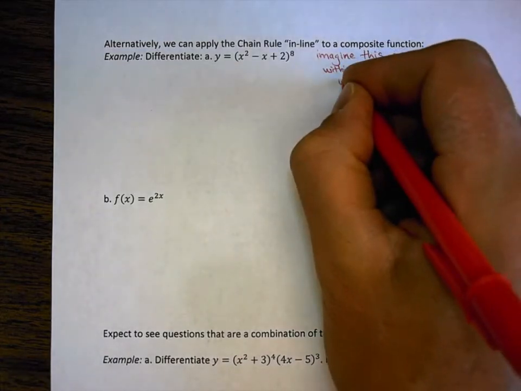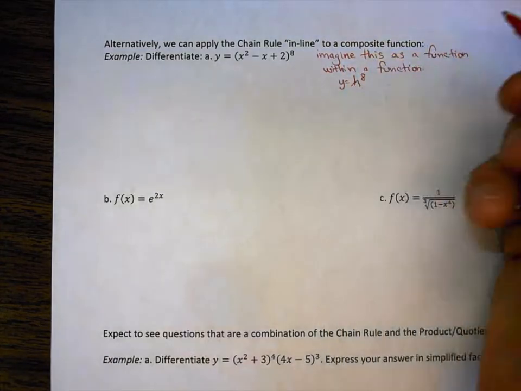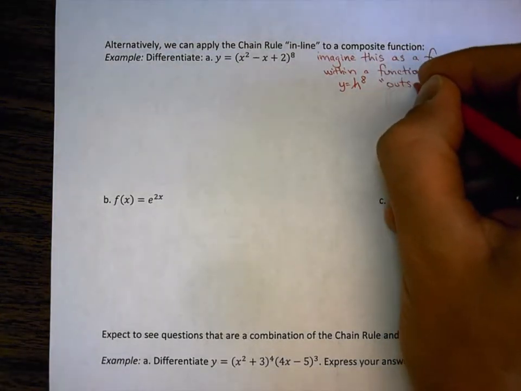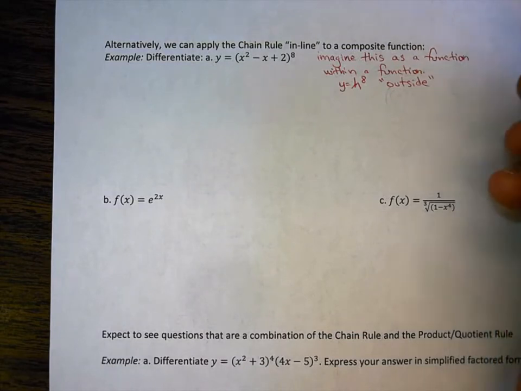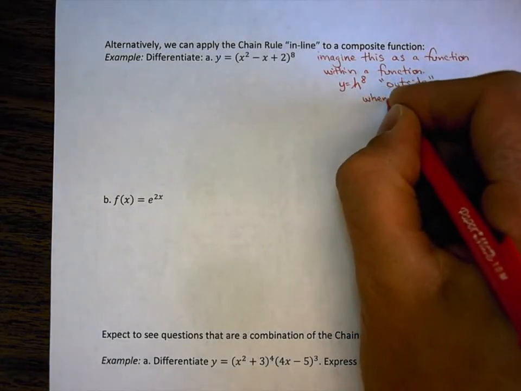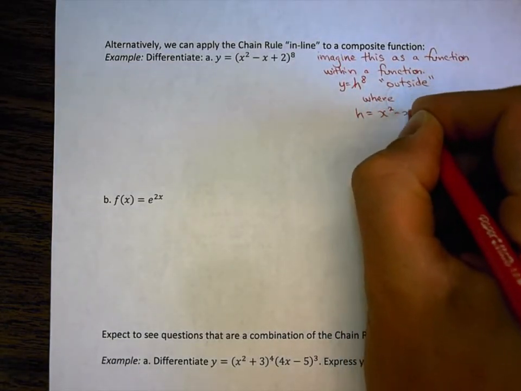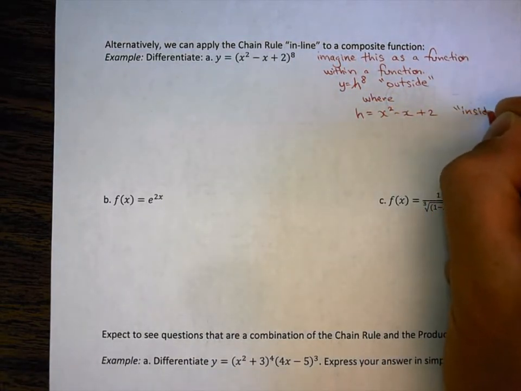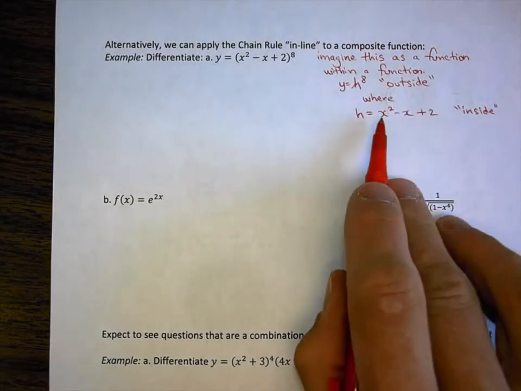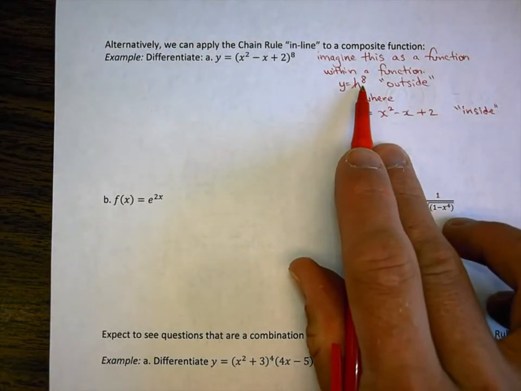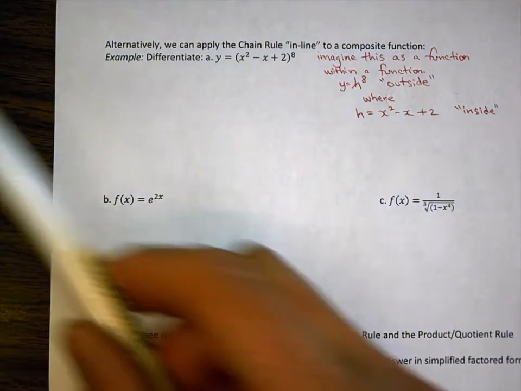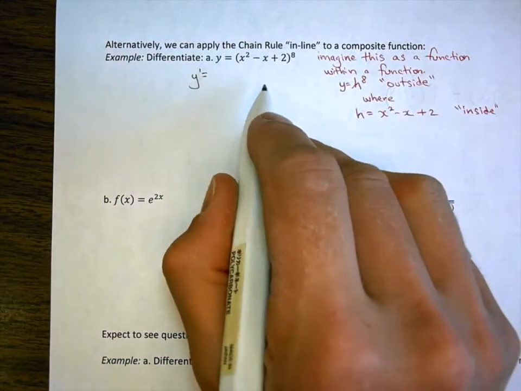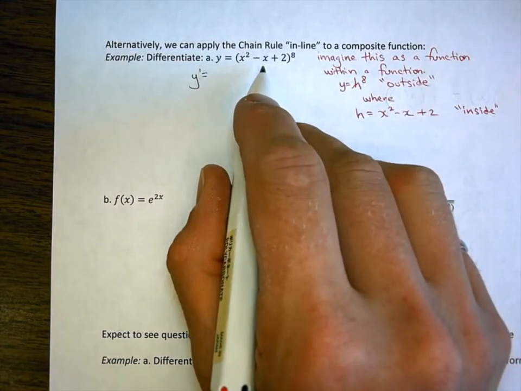So you have, say, y equals h to the power of 8, which is my outside function. And then h is equal to x squared minus x plus 2. That's my inside function. If you can imagine, I've subbed this expression into this expression. So the way I find my derivative using the chain rule is you take the derivative of the outside function with respect to the inside.